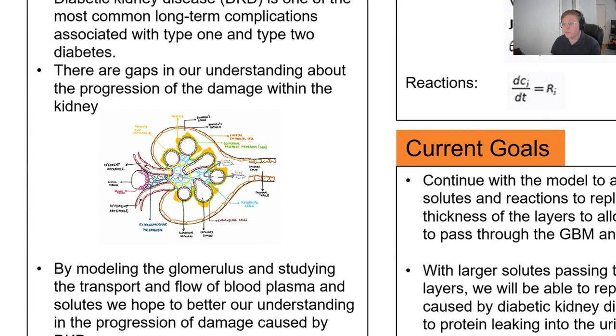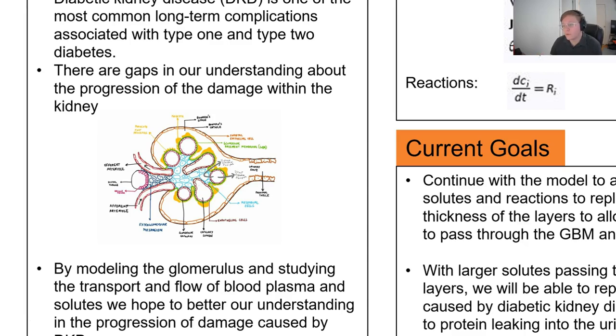So this is the glomerulus. The part we are focusing on is this light blue layer, this green layer, and this yellow layer. This is the mesangial cells, this light blue. This green layer is the glomerular basement membrane. And then the yellow layer is the podocytes. So this acts as a filtration barrier.